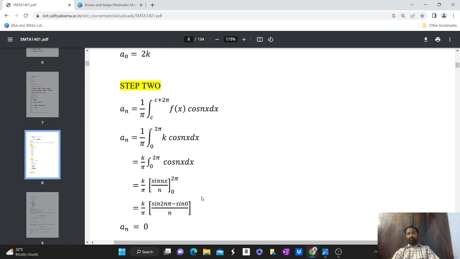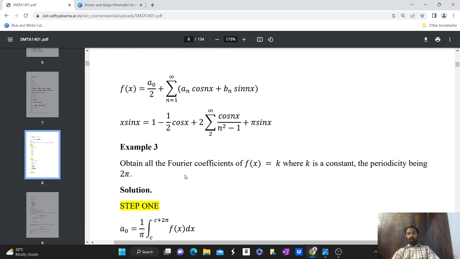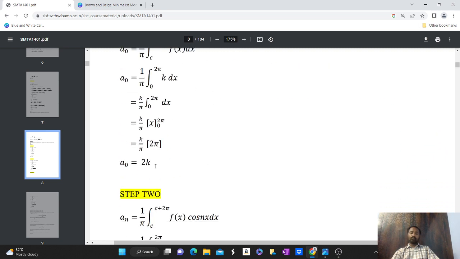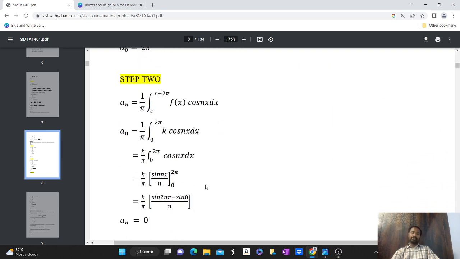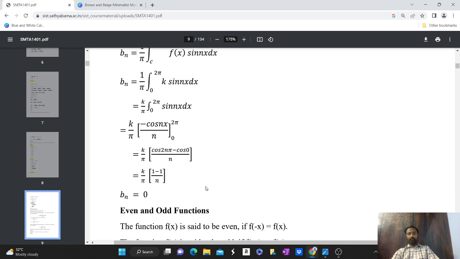Here the question given is obtain all the Fourier coefficients. So you just have to find a0, an and bn. If it asks to find the Fourier series, you have to find f of x equal to a0 by 2 plus summation of an cos nx plus bn sin nx. In that formula we substitute the values of a0, an, bn. Obviously the values of an, bn are 0. So we only get a0 by 2. What is a0 by 2? a0 is 2k, so 2k by 2 means f of x equal to k. That is the solution for this problem.